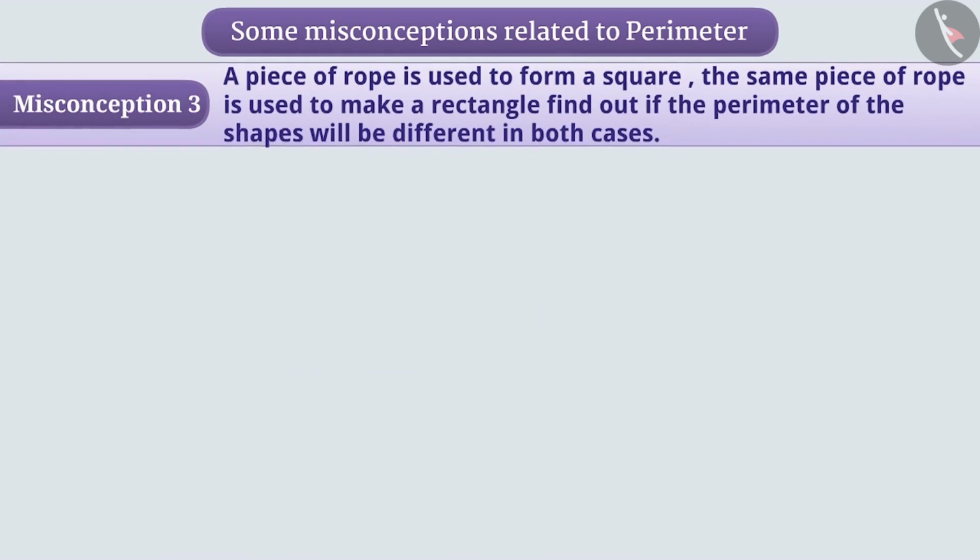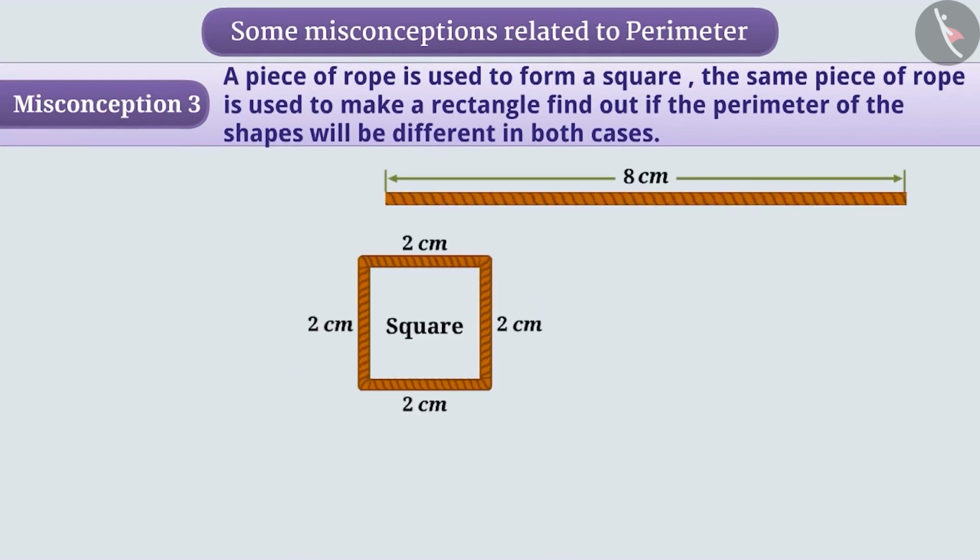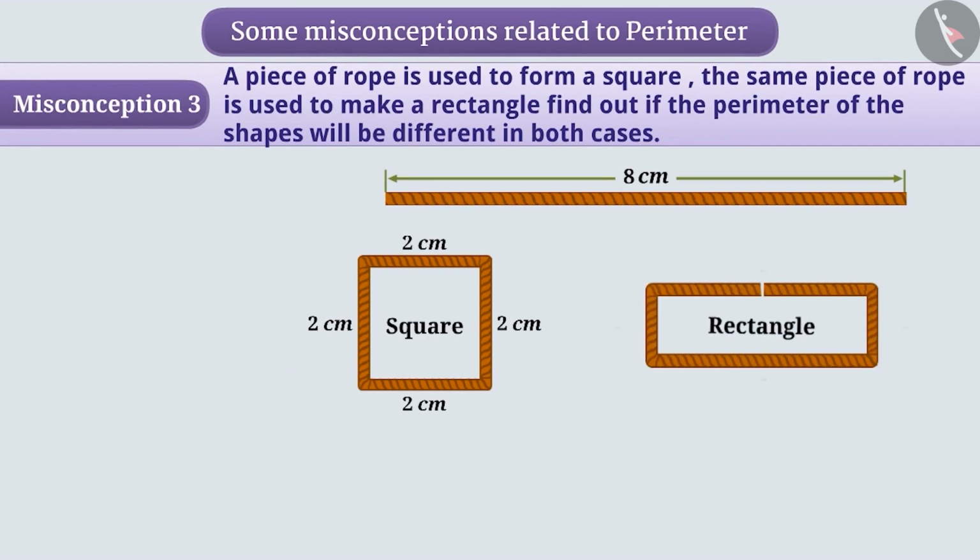Misconception 3. A piece of rope is used to form a square. The same piece of rope is used to make a rectangle. Find out if the perimeter of the shapes will be different in both cases.